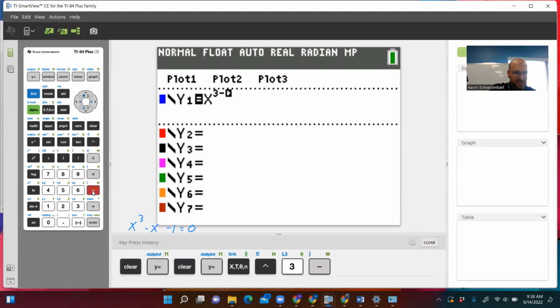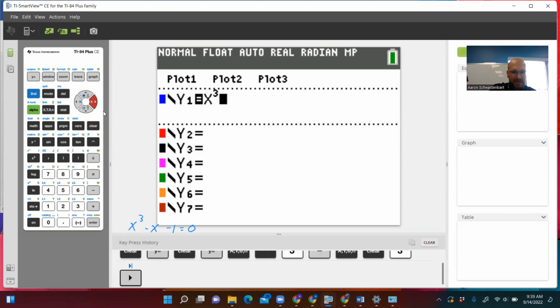minus x. Make sure not to use the negative button. The negative button will get, oops. Notice I failed to take this out of the exponent. So I'm going to back up. I cleared the exponent. I can hit a cubed here. Now I'm going to hit this little over arrow, get it back out of the exponent. Minus x. And then it's minus 1.